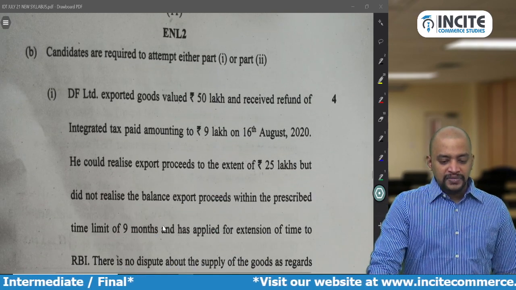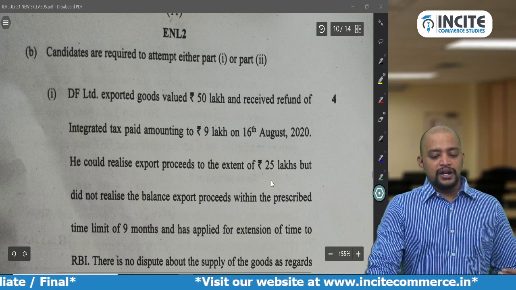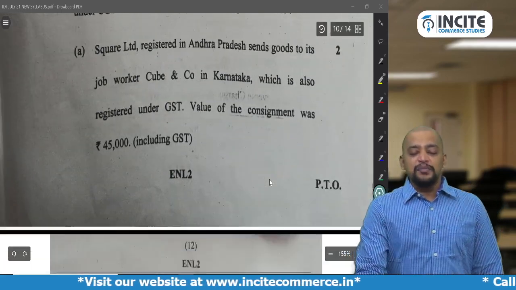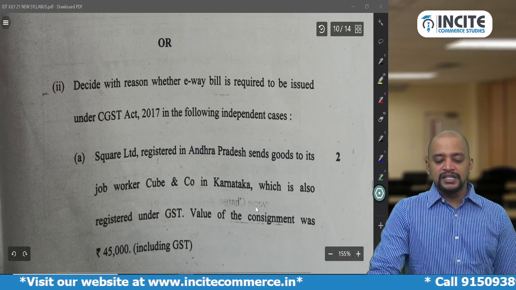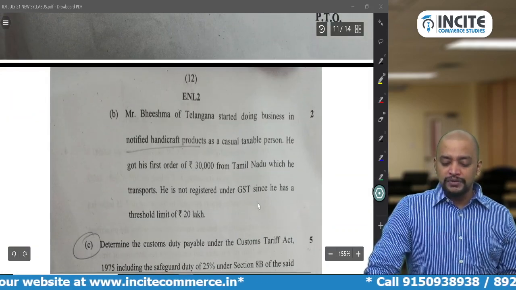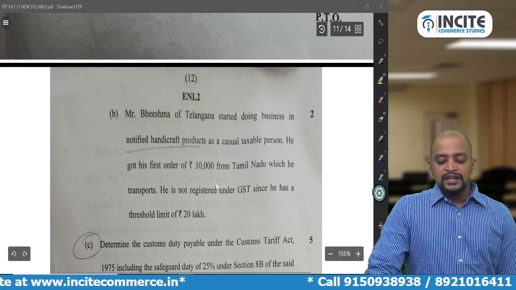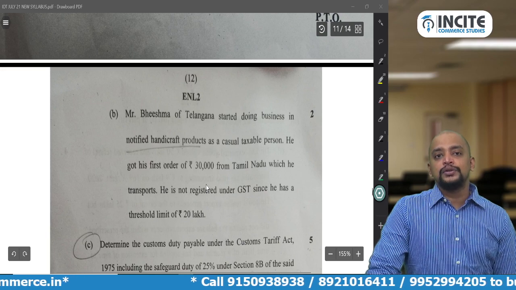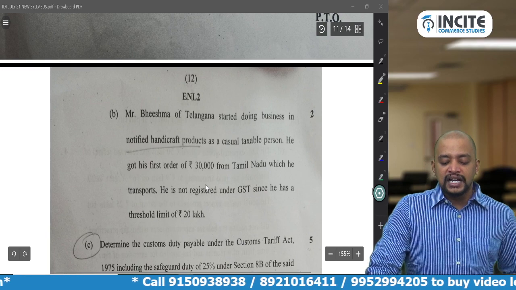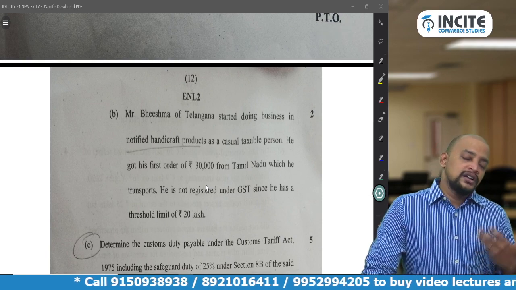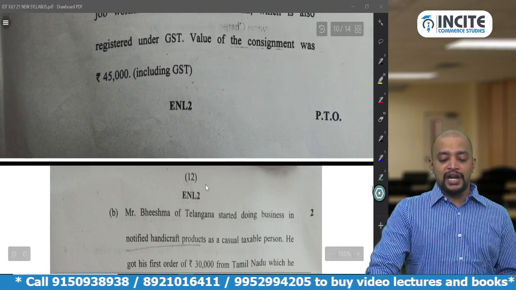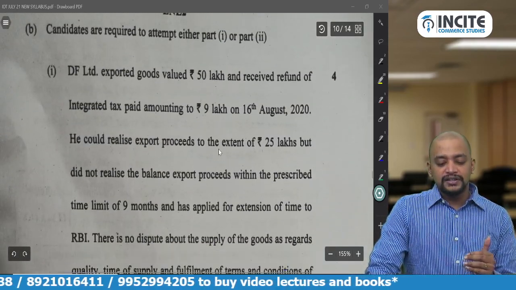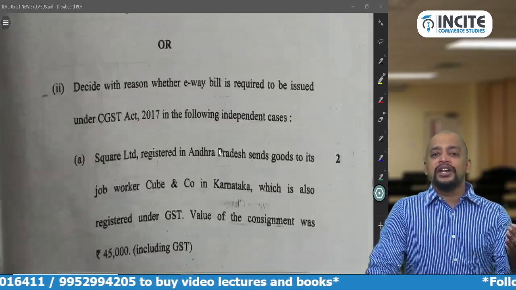Then next, candidates are required to attempt either one or two of this. So they have given an internal choice. In this e-waybill question, a very good question, job work e-waybill is required irrespective of the value, and handicrafts also. So therefore e-waybill is required in this case. And the second one is related to a casual taxable person engaged in handicrafts. So what is the registration limit? Compulsory registration is not applicable to a casual taxable person. So definitely students should have answered this compared to the refund point, because this is easy.